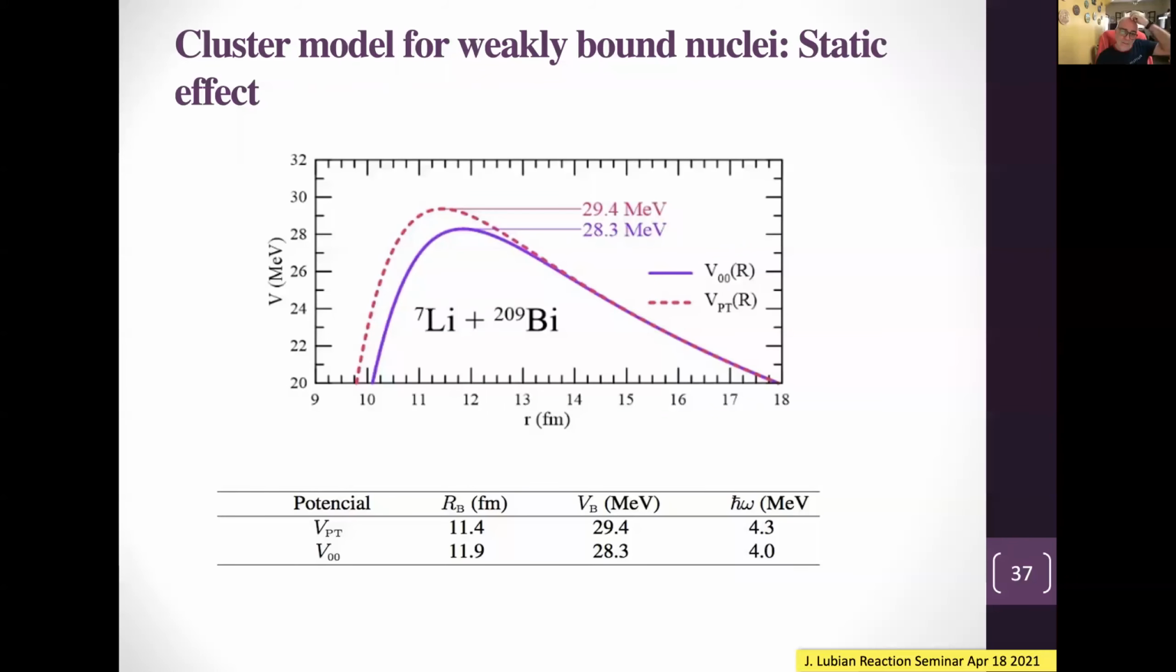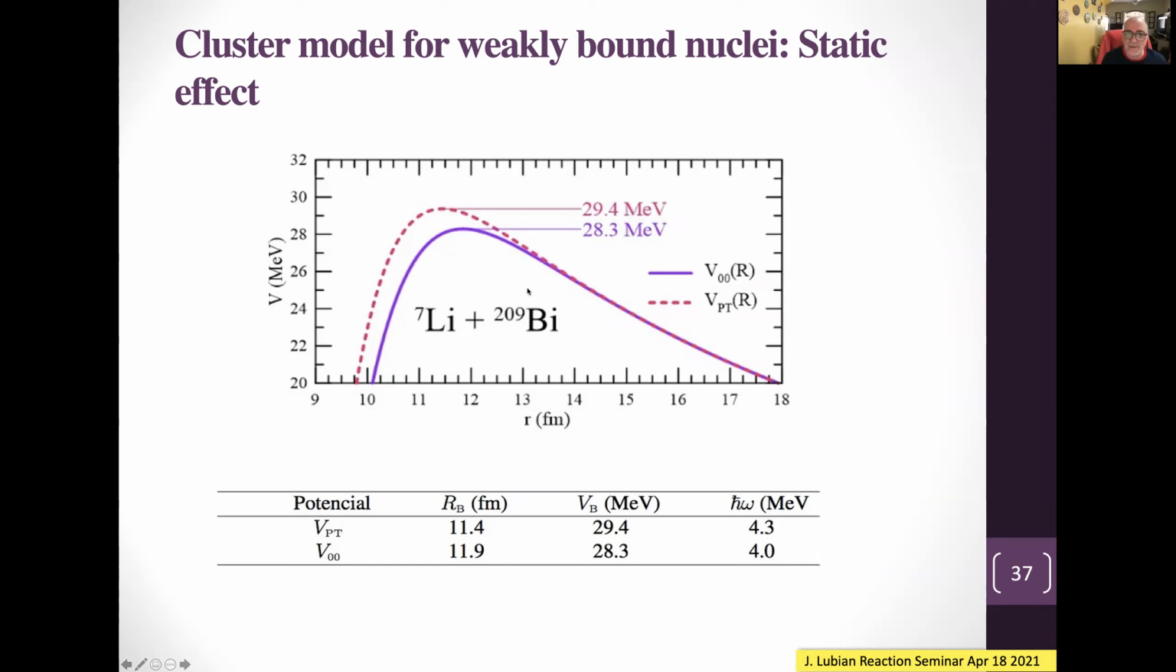Also, another important thing I would like to show you is that if we use the standard matter densities, for instance, the systematic of the San Pablo potential that is represented here by VPT, projectile target, or this cluster structure, we have completely different barriers.